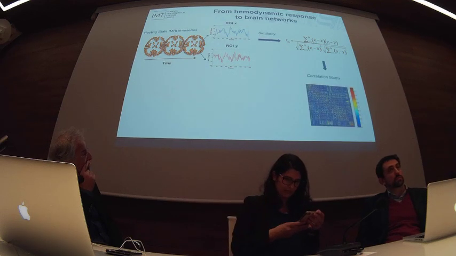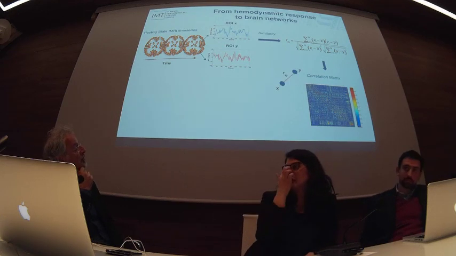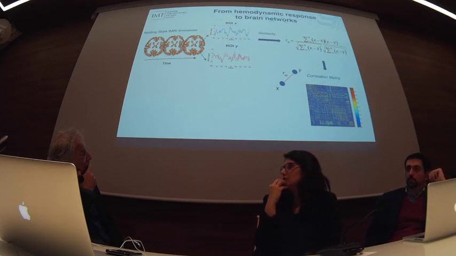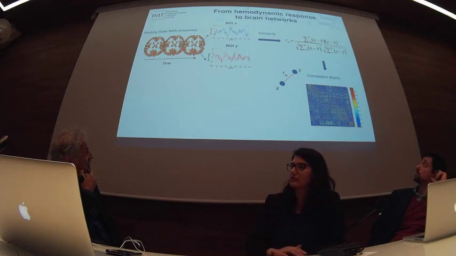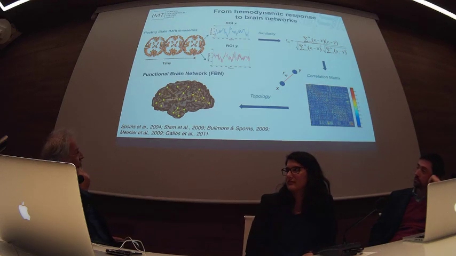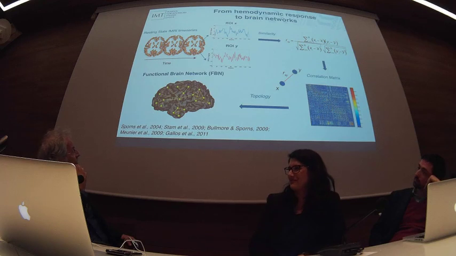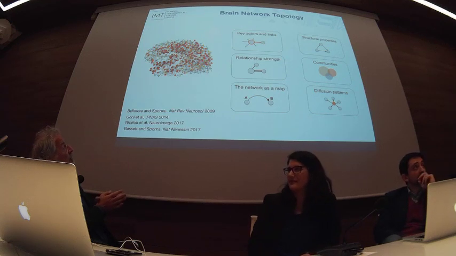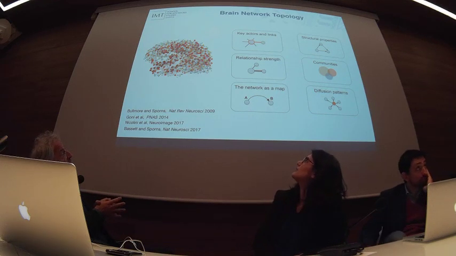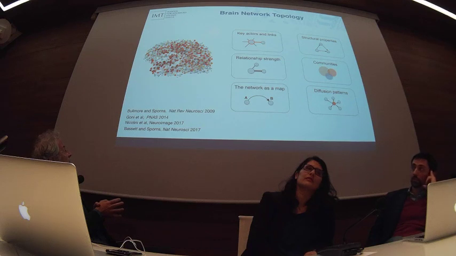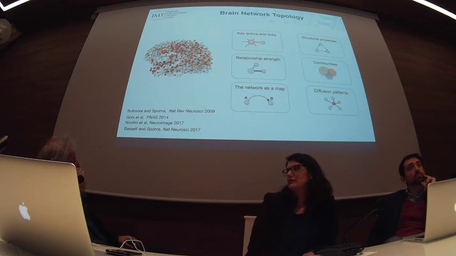So you have a correlation matrix, and you can interpret each brain region as a node and connect them weighted with the correlation value. At this point, most works introduce a threshold in order to have a non-trivial topology. So you end up with a functional brain network, and you can study the topology of this network, so who are key actors and links, structural properties, community, diffusion patterns. In the work I'm showing, what we do is to avoid the introduction of this arbitrary threshold and to propose alternative techniques to extrapolate information.